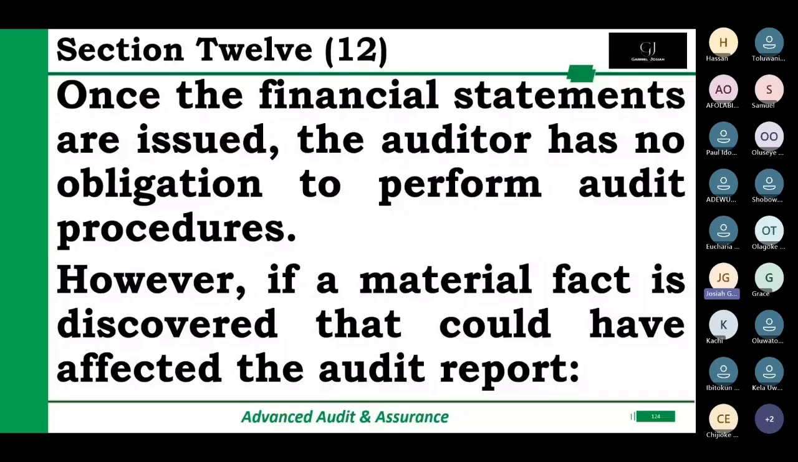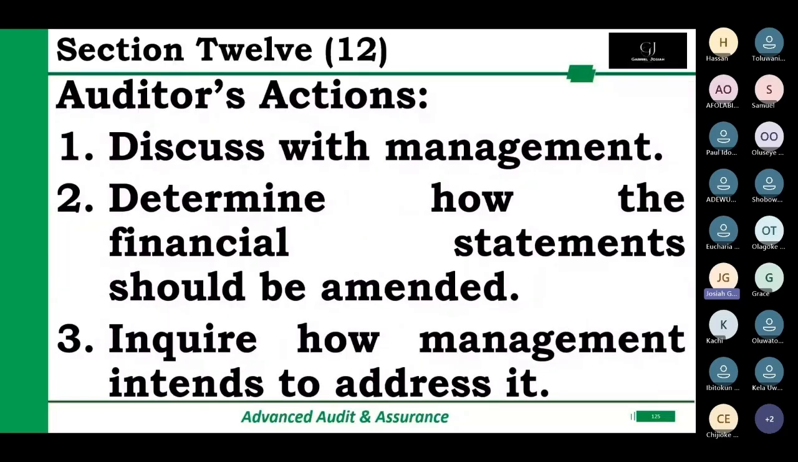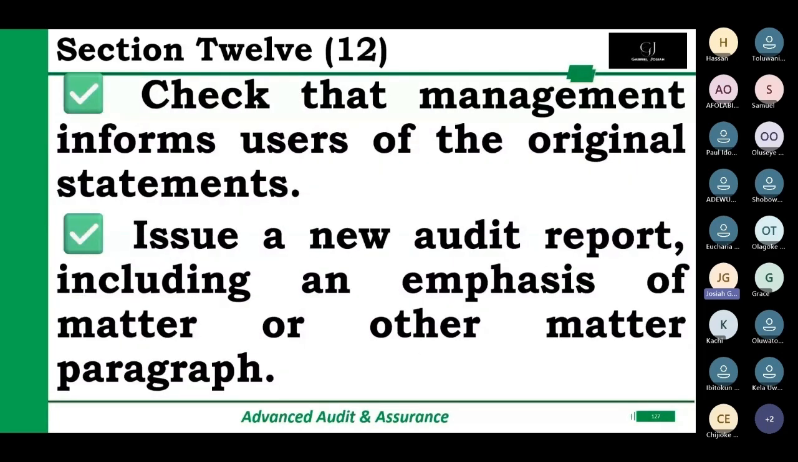He needs to inquire how management needs to address this material event. And if the financial statements are amended, then he can perform audit procedures on the amendment. He can also extend review of those subsequent events that came to his attention to the new audit report date. He also needs to check that management informs users of the original statements that this is what has come to their attention and we are reviewing our report based on this.